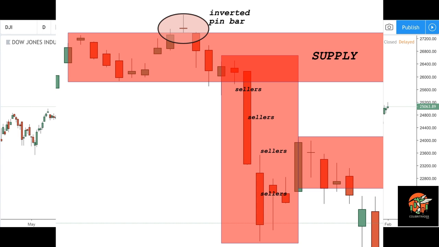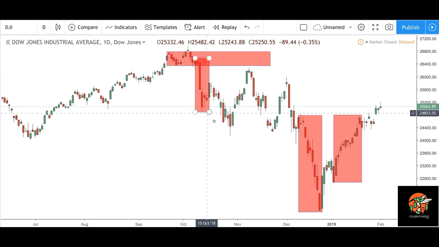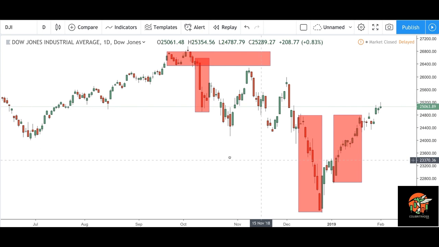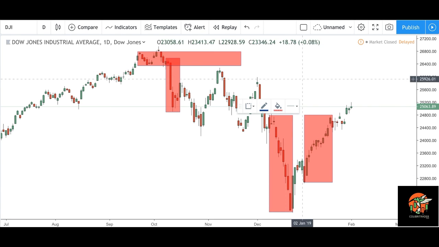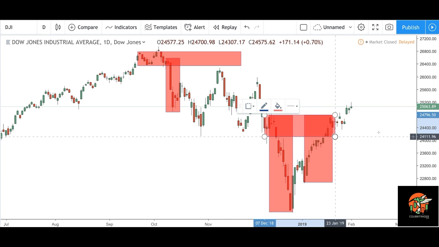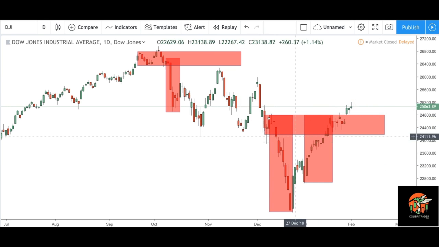Then there was this inverted pin bar that formed on the chart, and shortly after you saw all of those big bearish candles to the downside. Then we had this similar scenario here again. We have another cluster, which if you extrapolate to the right, you see it happen one more time here at pretty much the same level. But then after the price stayed here for a few trading sessions, you had this sharp move to the downside.